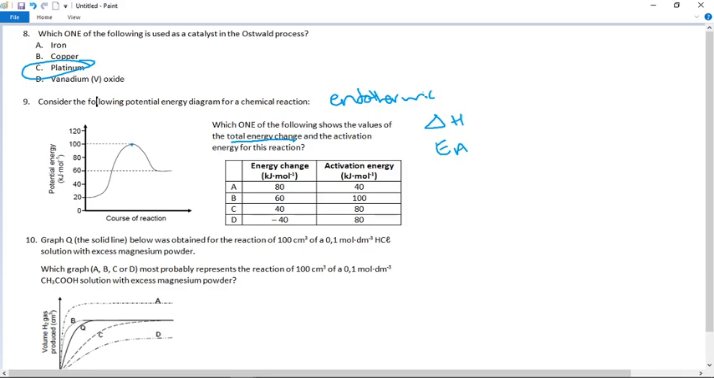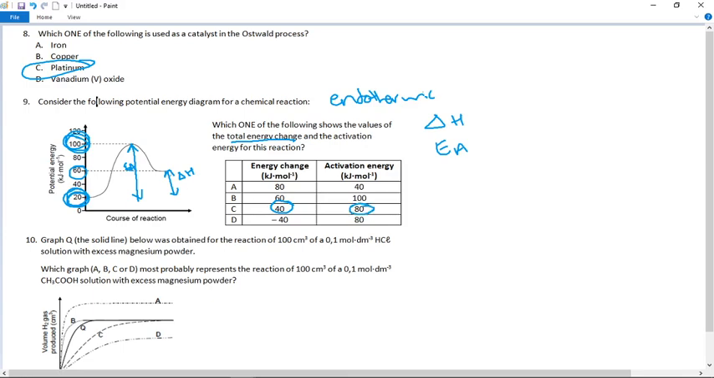They're checking, do you know that from the reactants to the peak is EA, and from the reactants to the products is delta H. So if we read delta H off the graph, the difference in energy between the reactants 20 and the product 60. The difference between 60 and 20 is 40. So we're looking for an energy change of plus 40. If we look at the activation energy, it's between the reactants, which are at 20, and the peak of the graph, which is at 100, and this is now 80. So this one is the correct one.